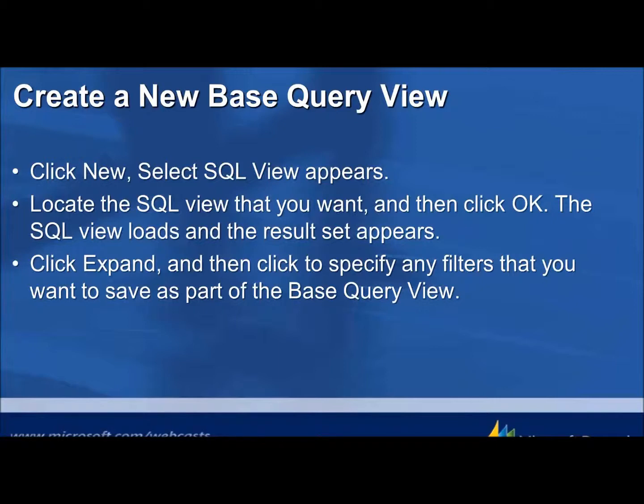On creating a new base query view, you want to click New, then the Select Query View appears. You want to locate the SQL view that you want, and then click OK. That will then load the SQL view, and the results will appear. Then you can click the Expand, specify any filters that you want, and then save that as part of the base query view.